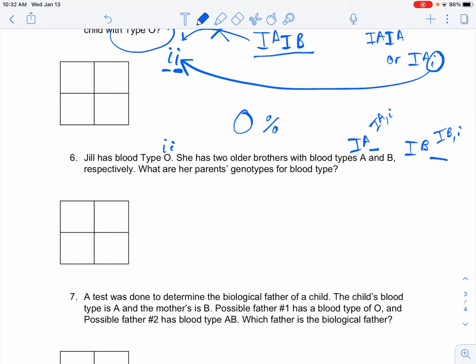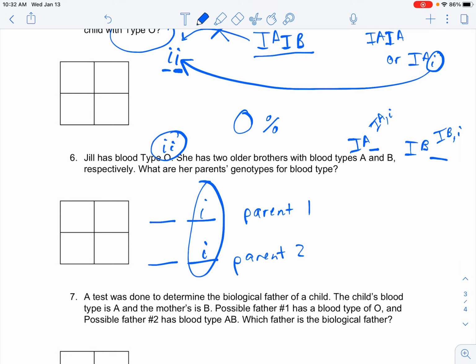Well, Jill had to receive a little i from both parents. So we know that if this is parent 1, parent 1 had a little i to pass on, at least one. And we know that parent 2 also had a little i to pass on because Jill has type O blood. So both parents needed to have at least one little i to pass on.